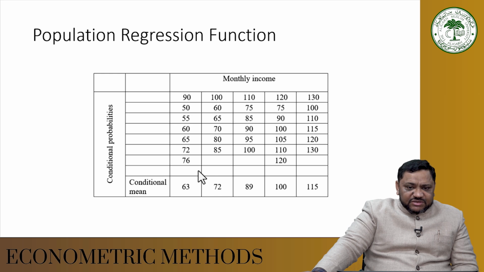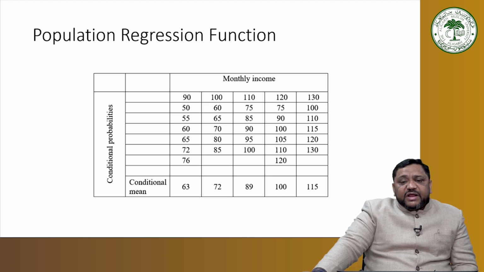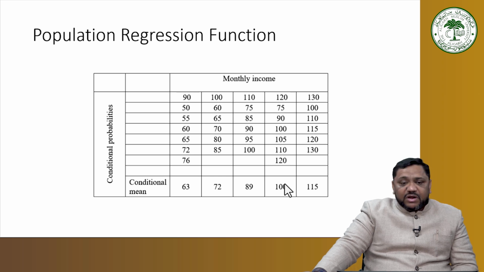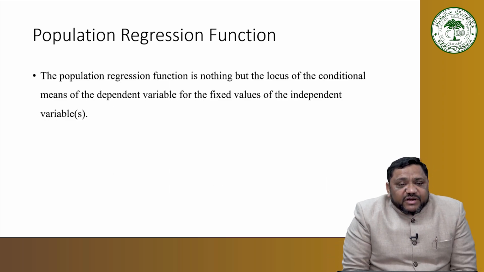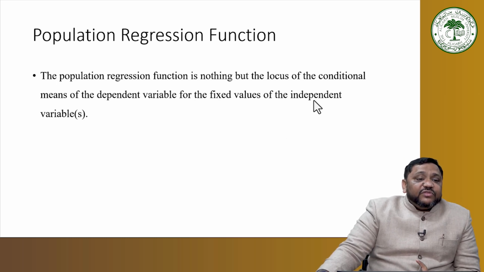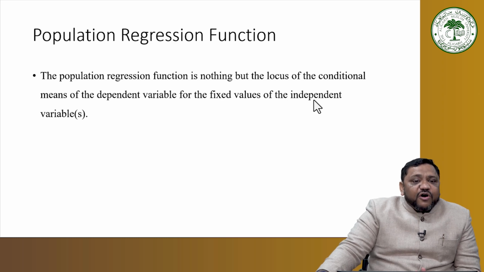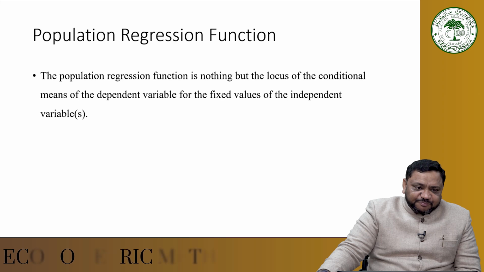It is 63. Similarly, what is the expected value of monthly consumption expenditure of a family whose monthly income is 120? The answer would be 100. So, the population regression function is nothing but the locus of the conditional means of the dependent variable for the fixed values of the independent variables.